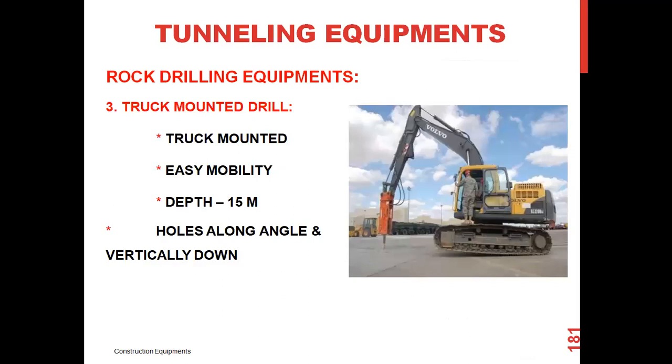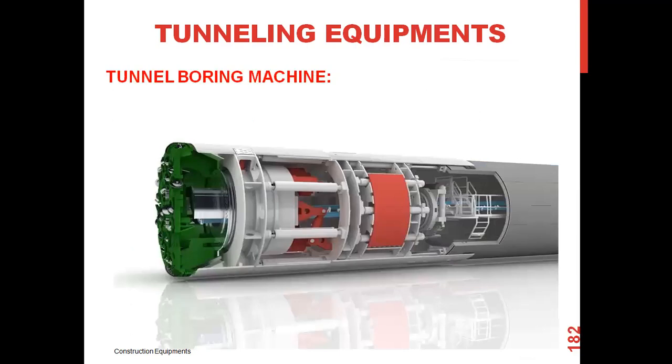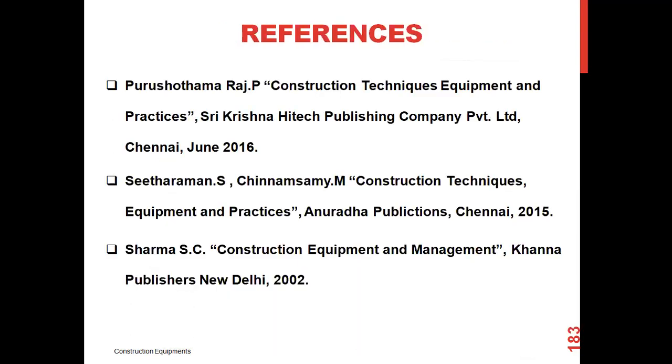The rock drilling equipment, the truck mounted drill. The truck mounted drill has easy mobility, as can be seen, and can drill up to a depth of 15 meters, with holes at an angle and vertically down. The tunnel boring machine. Thank you and meet you in the next class.